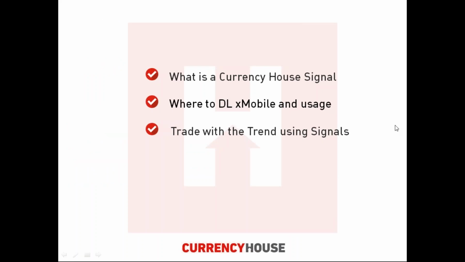So walking away from today, you should be able to know what the Currency House signal is, how I get the Currency House signals, what I do with the Currency House signals when it comes to using the xMobile platform, and ultimately how to effectively trade with the trend. So that's what we're going to be breaking down for you guys today.